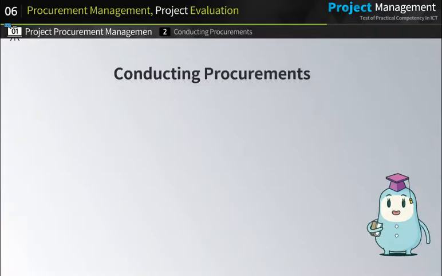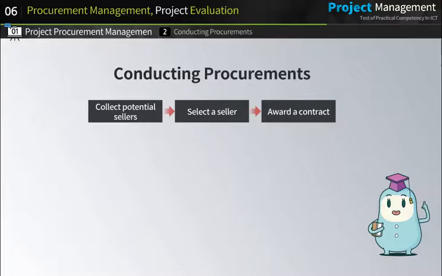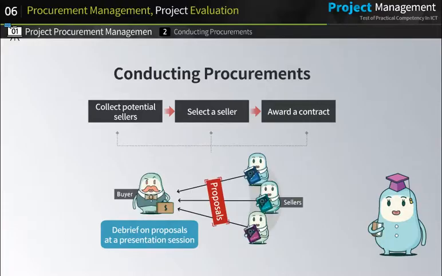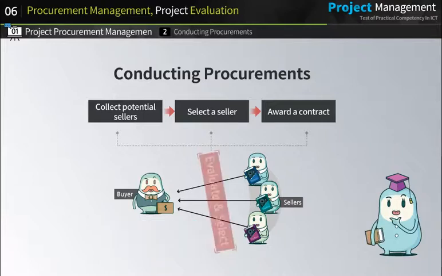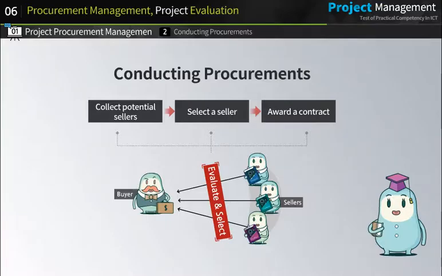The next is conducting procurements. This is the process of collecting potential sellers, selecting a seller, and awarding a contract to the winning seller. A buyer receives proposals from sellers and listens to the explanations about each proposal at a presentation session. Through this process, the buyer evaluates sellers and selects a qualified seller who is deemed to have enough business capabilities.